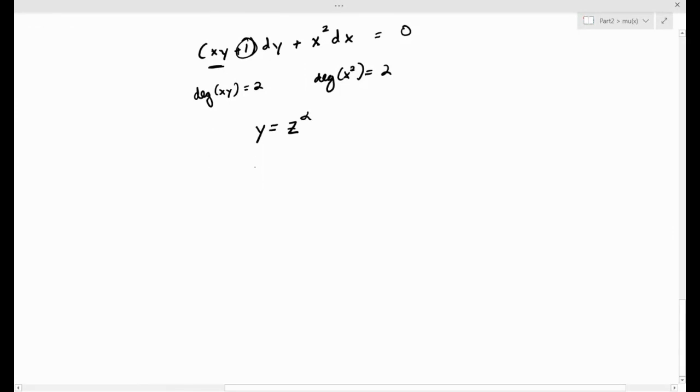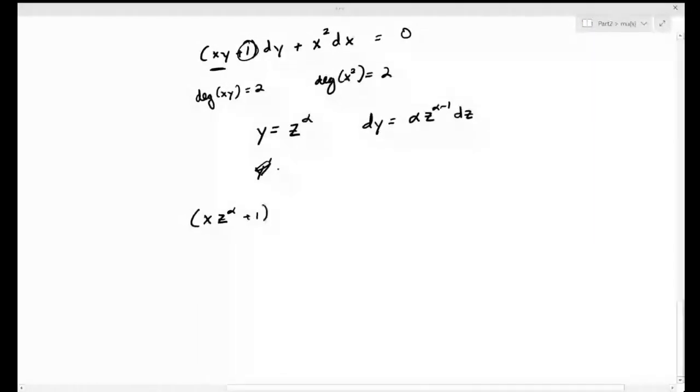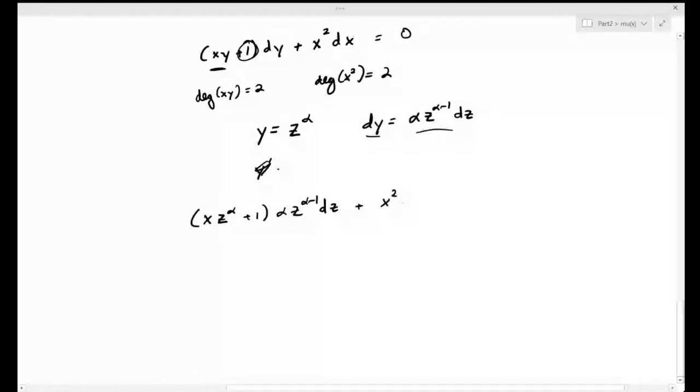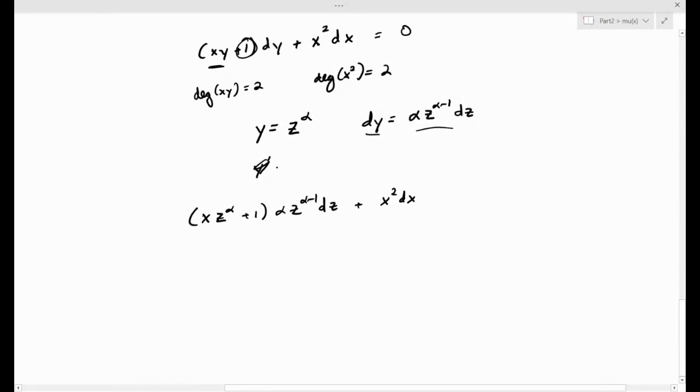Okay, so what's the procedure? Well, of course, as with any change of variable, let's find the differential dy, because this differential equation is written in a differential form. So dy would be the derivative of z to the alpha, and of course dz. Okay, so then you do the substitution. So x times y becomes x times z to the alpha plus 1. dy is replaced with the equivalent differential in terms of dz. And I guess we leave this alone. Yeah, this wouldn't work out. I just made this on the fly.